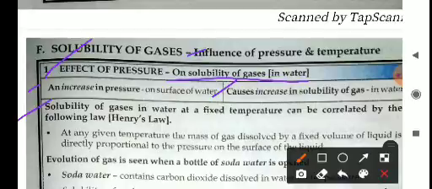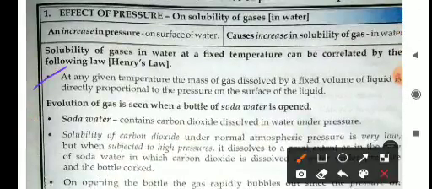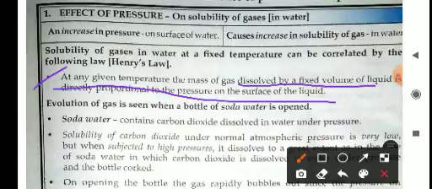The solubility of a gas in water at a fixed temperature can be explained by a law known as Henry's law. So what does Henry's law say? It says that at any given temperature, the mass of the gas dissolved by a fixed volume of liquid is directly proportional to the pressure on the surface of the liquid. This means that as you increase the pressure of the gas, more and more of that particular gas will dissolve in that solvent or liquid.